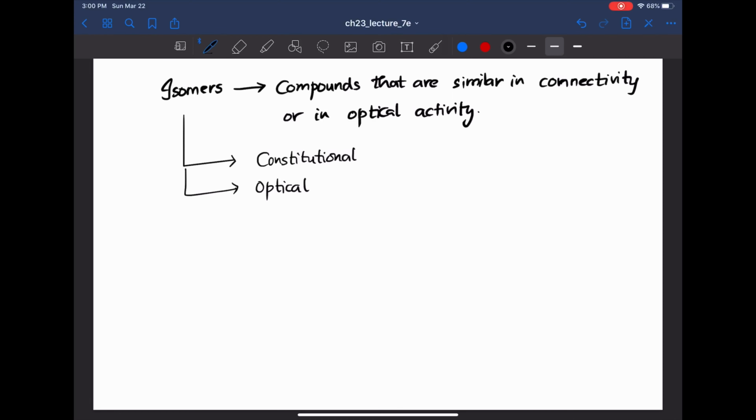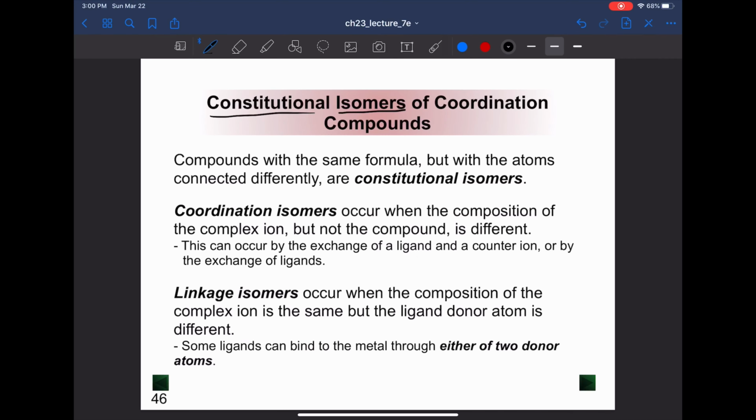So let's discuss constitutional isomers first. Constitutional isomers are molecules with the same molecular formula but differ in connectivity. Here, connectivity refers to the atoms; they differ in the connectivity of the atoms. So these are called constitutional isomers.